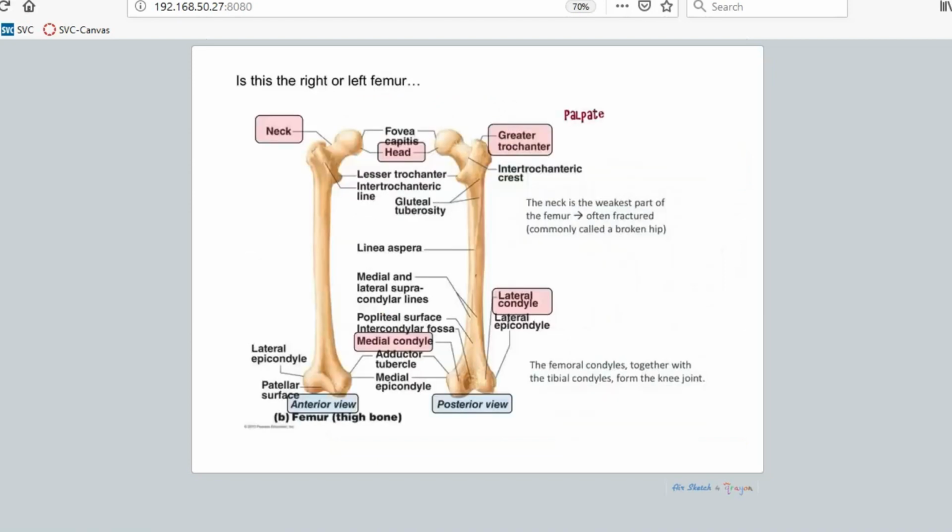And here's some bone markings that you guys have to know on the femur. This here we have the greater trochanter. You can palpate that. Here's the neck. Well, let's just start proximal. Here's the head of the femur. There's the neck of the femur.